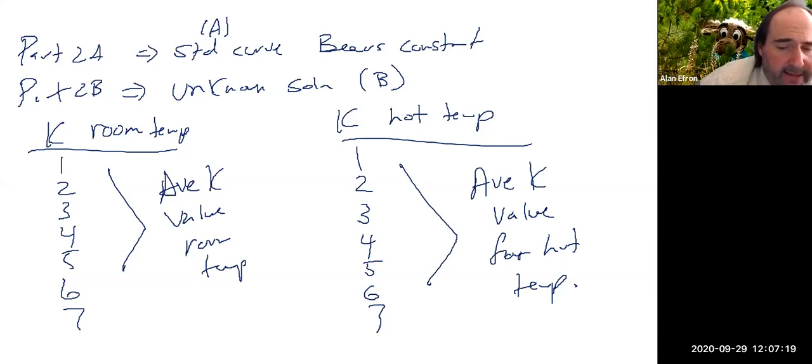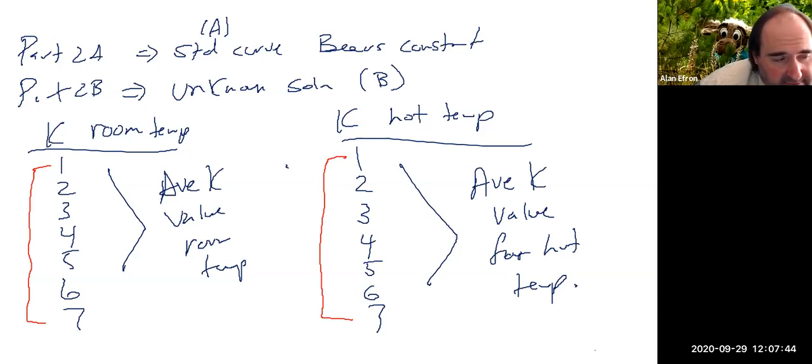The 7 K values for room temperature should be relatively close to each other, right? It is an equilibrium constant. The temperature stays the same. You should get 7 values that are not identical to each other, but again, should be pretty close to each other. It is still an experiment. Same thing here for the hot temperature. You should end up with 7 K values that are similar to each other, or very close to each other.